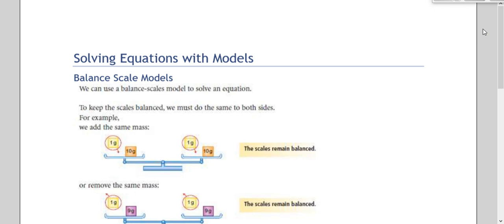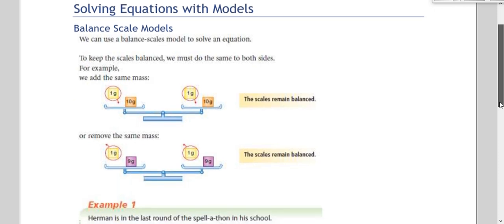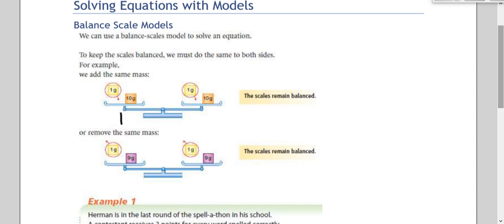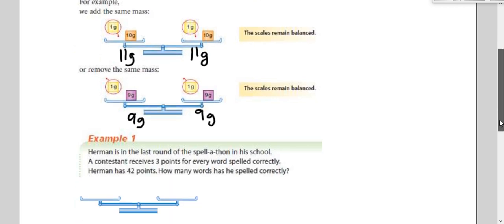So for example, in the first scale, we add 1 gram to each side. This ensures that the scale stays balanced. So then in total we have 11 grams here and 11 grams here, which means that this is equal and the balance stays. Or we can remove the same mass, so then this leaves us with 9 grams and 9 grams. So the scale remains balanced.